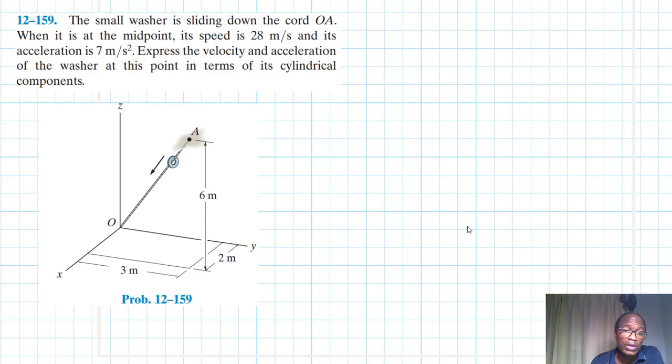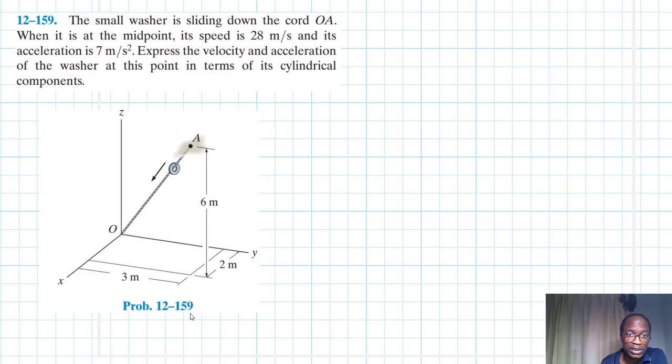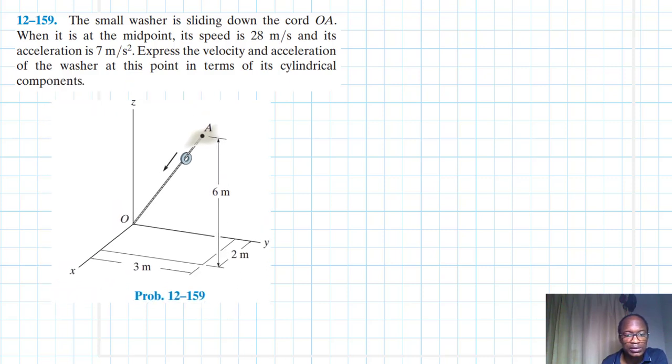This problem is coming from the Engineering Mechanics Dynamics 14th edition by R.C. Hibbeler. So in this particular problem, we are not experiencing any curvilinear motion. Here we have rectilinear motion, right? This is just a straight line from A to O. And now we are being asked to express the velocity and acceleration of the washer in terms of its cylindrical coordinates. Right, so let's write down this.